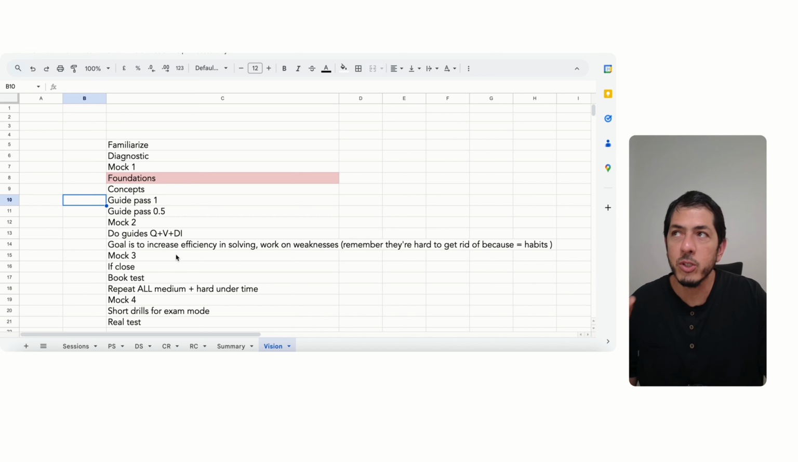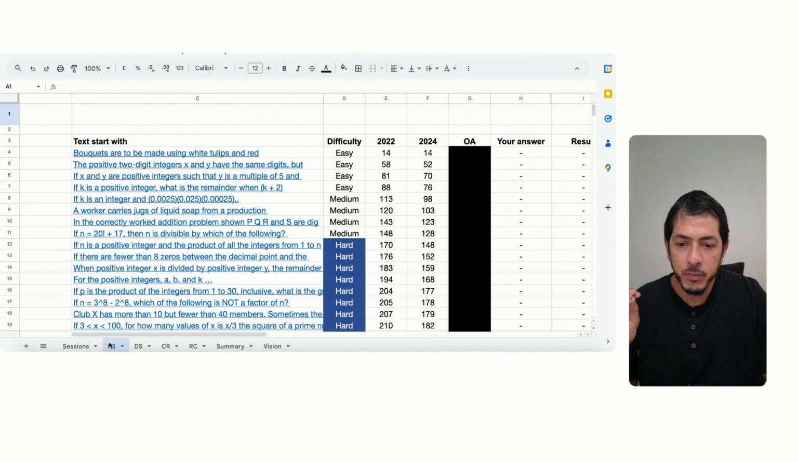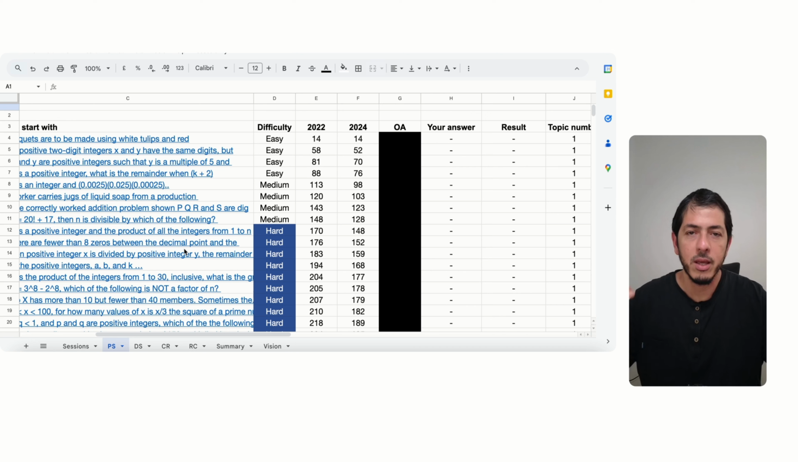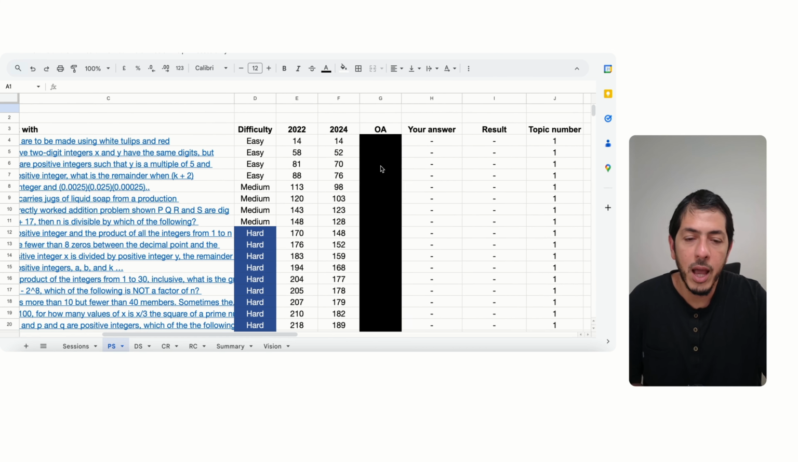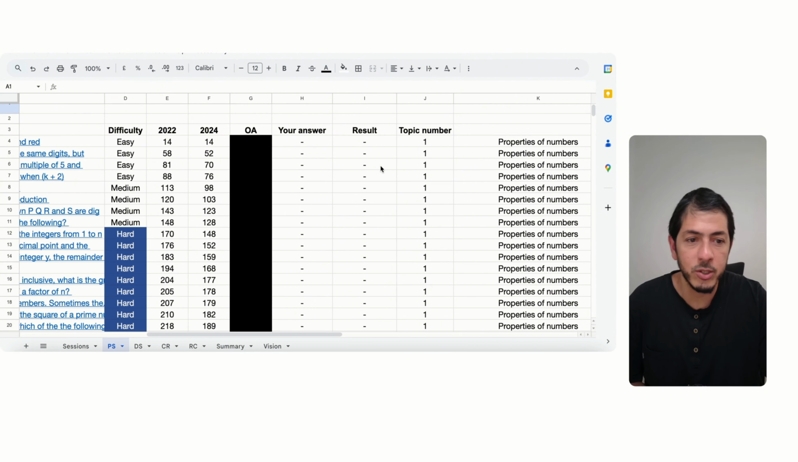Okay, when you're solving the guide for the first time, that big bulky guide, I recommend when we talk about quant now, you want to solve the questions first by topic. So if you look over here in this error log, and I'll post a link in the description where you can download a copy of this error log for yourself, I recommend that you first solve the questions by topic.